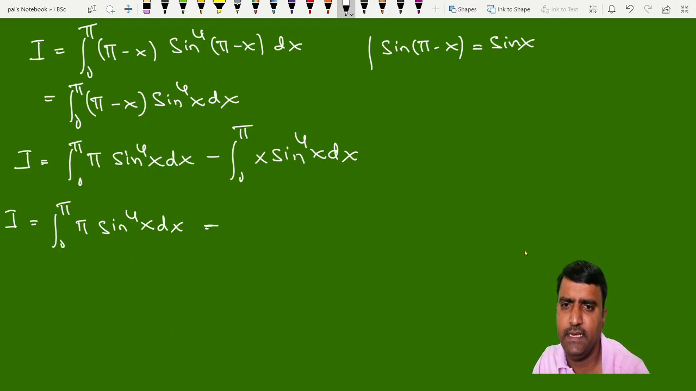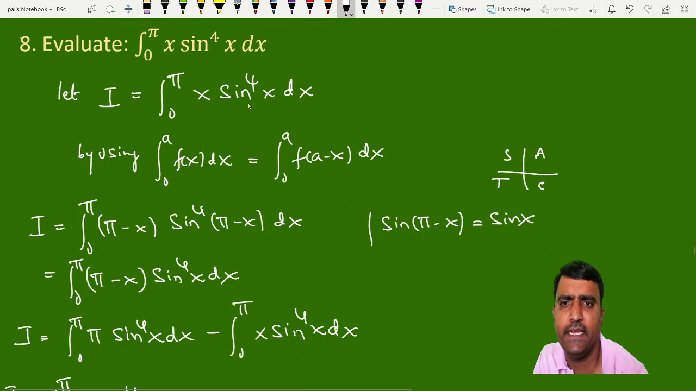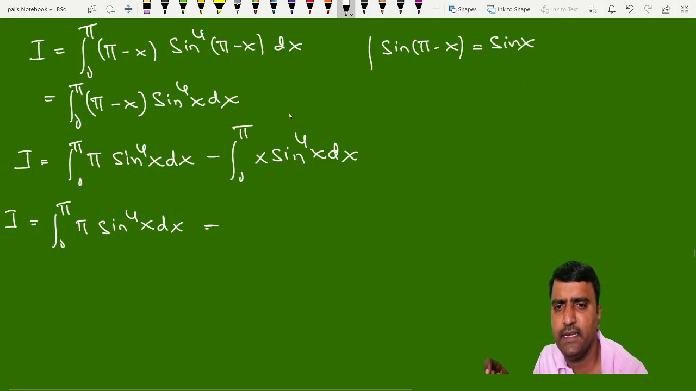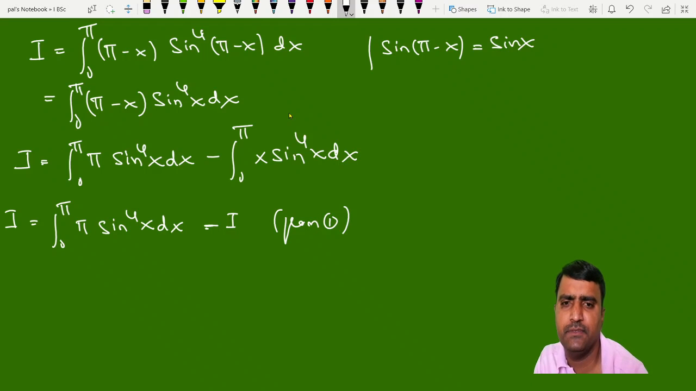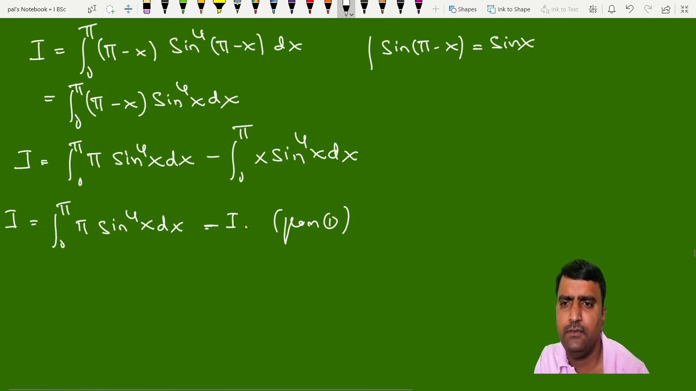This is minus, you see it is exactly like the given expression in the beginning: integration from 0 to pi of x into sine to the power 4x dx. So the same term repeats here, so in this place we can replace it with I. This is by using equation 1.